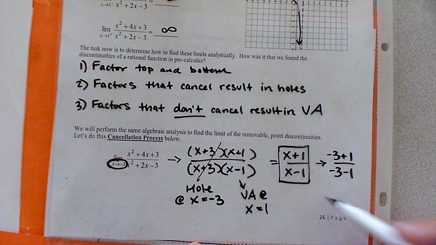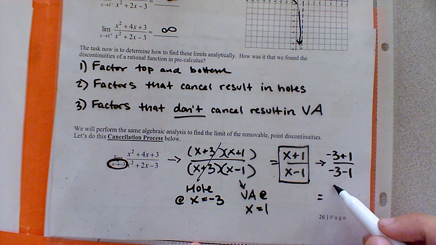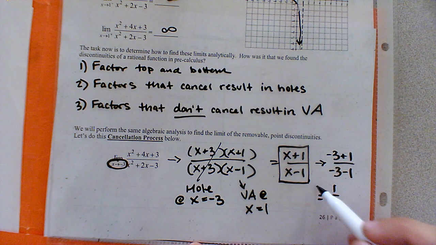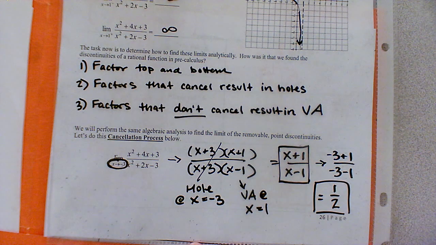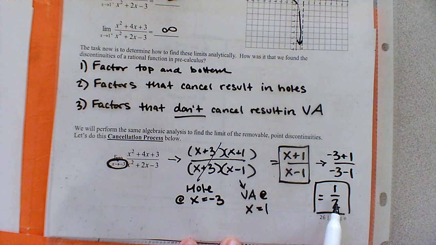If we try to plug in -3, we'll get -2 over -4, which would simplify to a half. And notice how that was the height of our hole found in the graph previously. So this limit value would be a half that we're approaching from the left and the right.